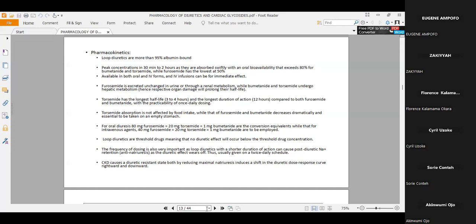So patients with CKD have a diuretic resistant state, both by reducing maximal natriuresis, which will lead to a shift in the diuretic dose response curve rightward and downward.